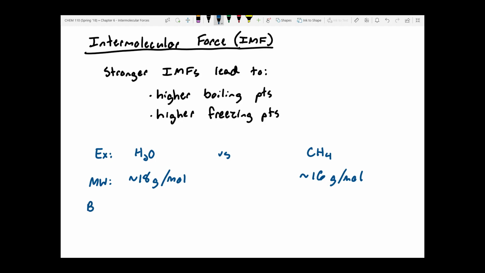But if we look at the boiling point of water, we said the boiling point of water is approximately 100 degrees Celsius, although it does depend on pressure. And then the boiling point of methane at normal standard pressures is negative 165 degrees Celsius. So you can see, even though they have really similar molecular masses, the boiling point of water is over 200 degrees Celsius higher due to its intermolecular forces. Does that make sense?